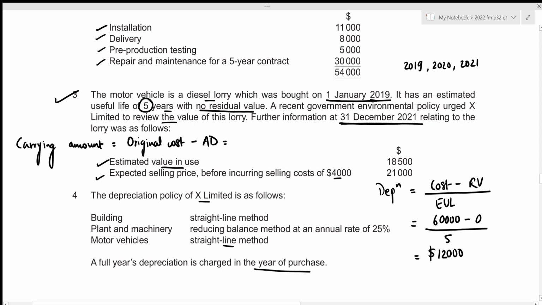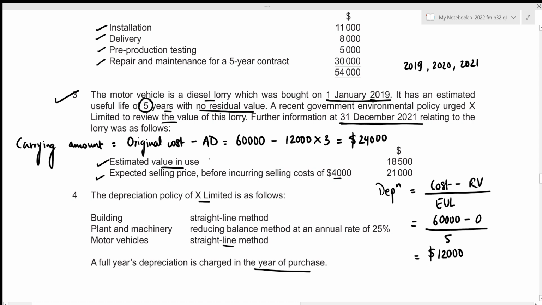Now we have the original cost of 60,000, and the accumulated depreciation is just going to be the depreciation charge for 3 years. So that will be depreciation charge for 1 year times 3. And this gives the carrying amount of the motor vehicle to have the value of 24,000 at the date of 31st December 2021. Now we are also given the estimated value in use, right?